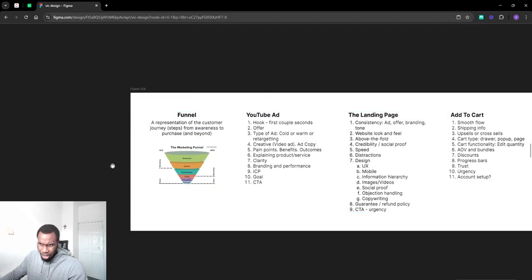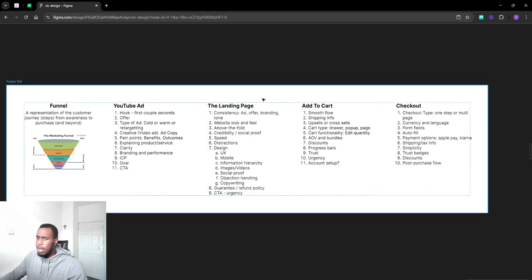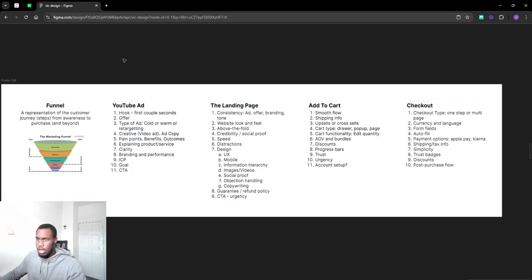So I've got these 4 steps over here. We've got YouTube ad, landing page, add to cart, and checkout. And this is generally the funnel that most people use. For example, if you're using YouTube ads, if you're doing Facebook ads, then you'd swap this out with Facebook ads, or if you're doing Google ads, then you swap this out with Google ads.